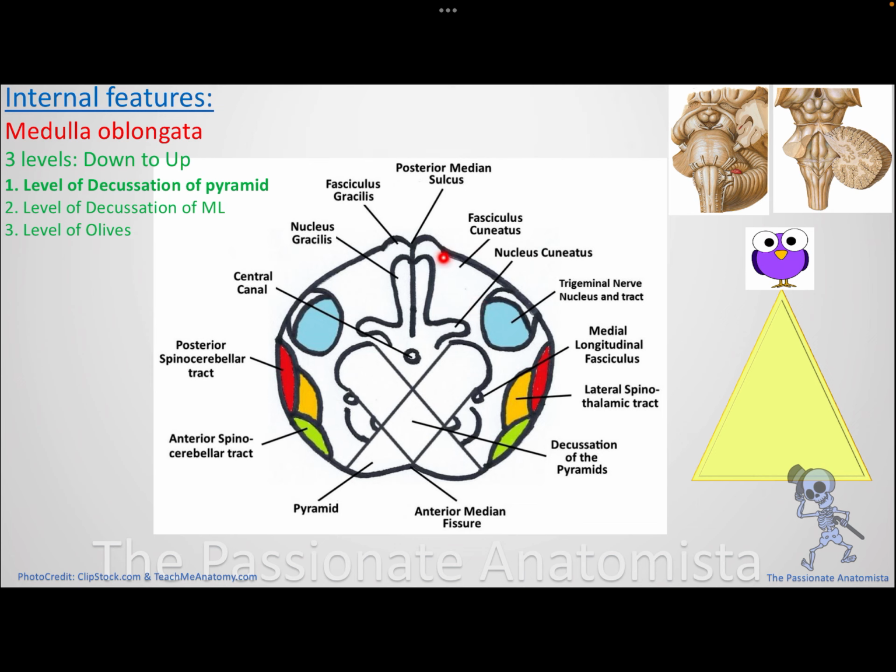The fasciculus itself is the tract. It's the group of axons. Okay, so outside to the nucleus gracilis is the fasciculus gracilis. Outside the nucleus cuneatus is the fasciculus cuneatus. All right, so this is going to be here and there. And here now we have the trigeminal nucleus and tract.